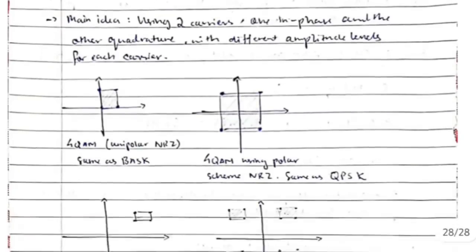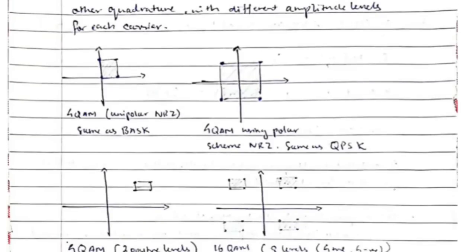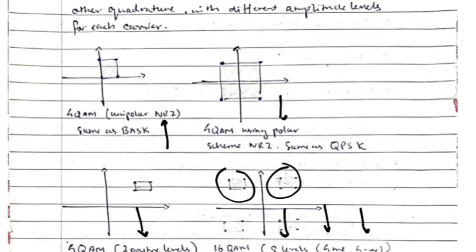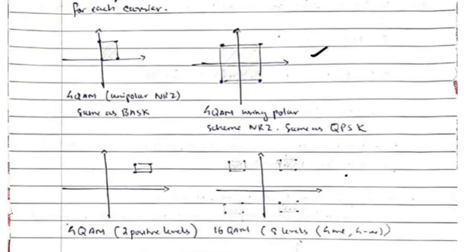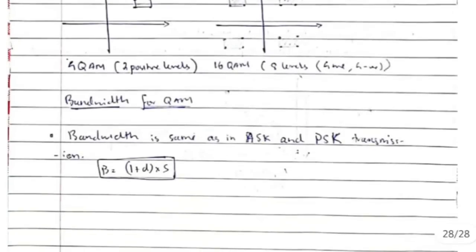So we'll get 4 types. When we use different types of schemes like unipolar or polar, or we use different types of levels like 8 levels here, or 2 positive levels and 4 positive, 4 negative levels, like that we will get different types of constellations. So these are the diagrams for the constellations, and the bandwidth is the same, which is (1 + d) × S.